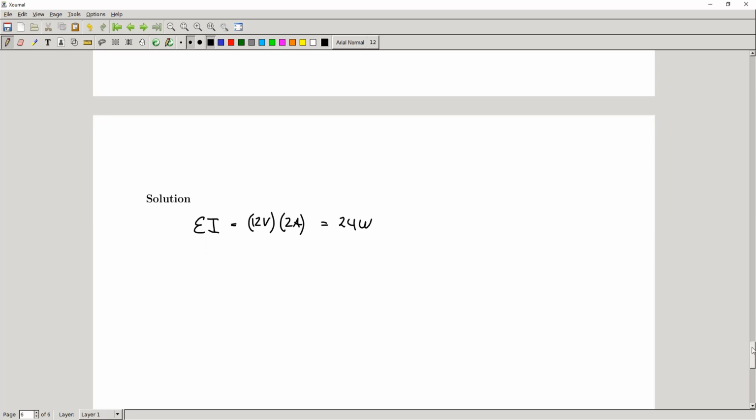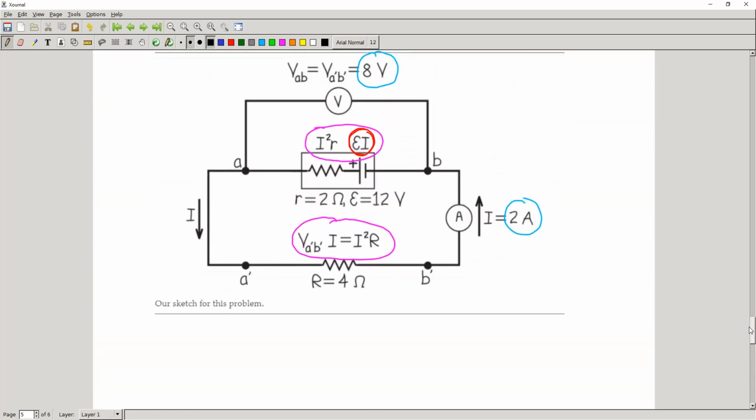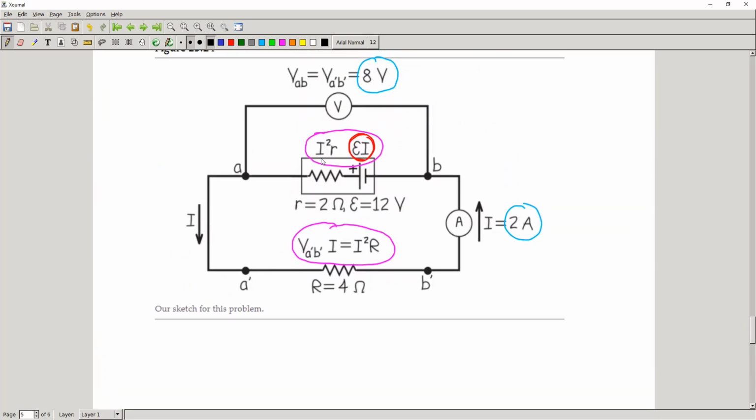So again, this is the rate at which energy is being converted in this source. In the second part here, we're going to want to see what this term is, our I squared R, and this I squared R represents the rate at which energy is dissipated by the internal resistance of our source. We can think of this as a battery, and now we're looking at the rate at which energy is dissipated by this internal resistance.